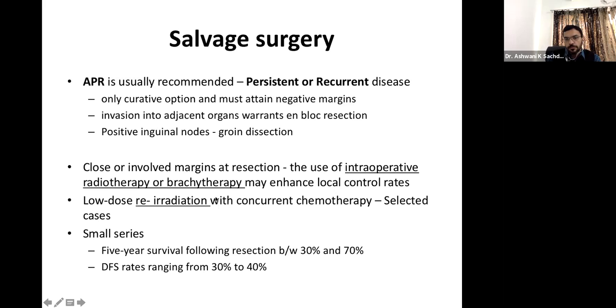Some people have used intraoperative radiation therapy or brachytherapy for close or involved margins at resection, but others have not found its use. Some have found improvement in control rate, but recent studies have not found it useful in decreasing local recurrence. Low-dose re-radiation therapy with concurrent chemotherapy can also be used in selected patients. And after achieving complete resection, 5-year survival is between 30 to 70%, and disease-free survival between 30 to 40%.